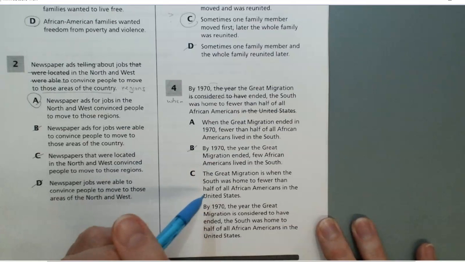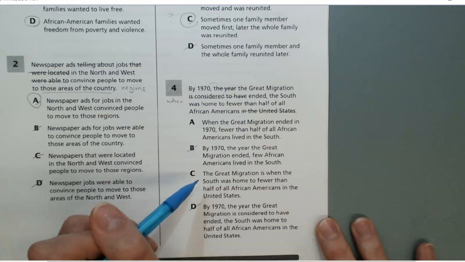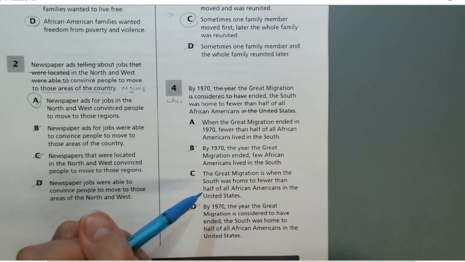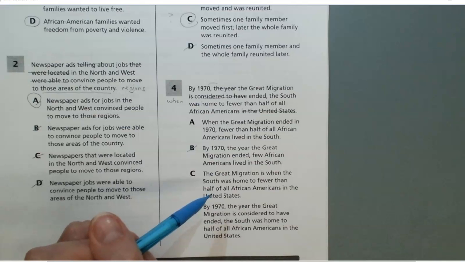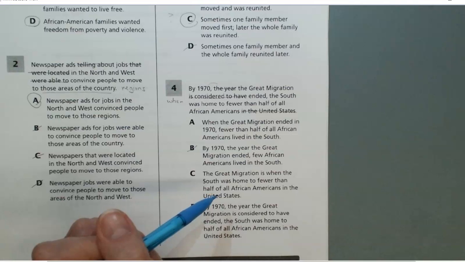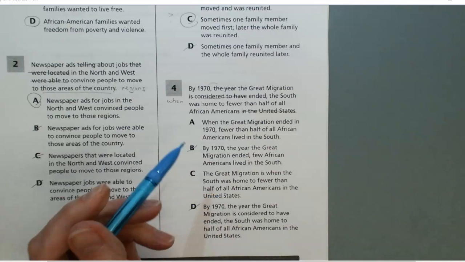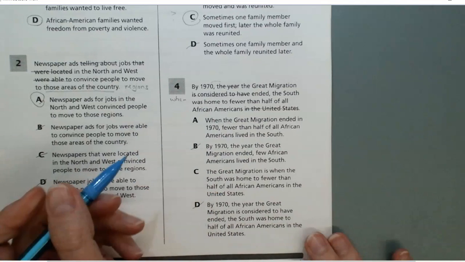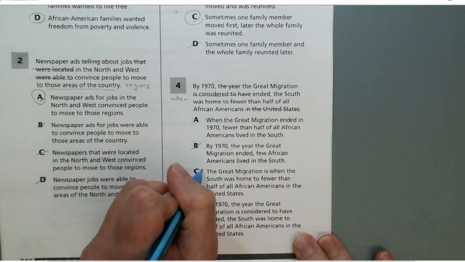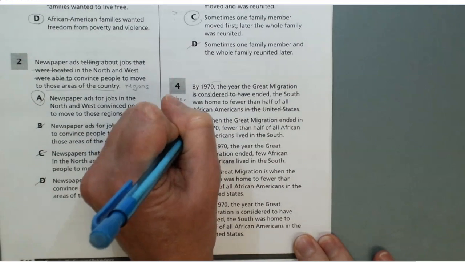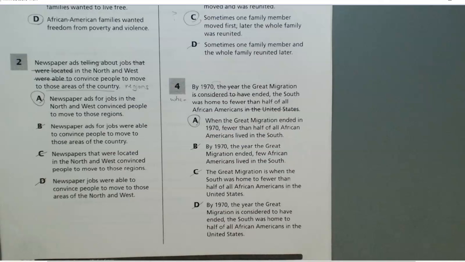We might as well look at C while we're here. The Great Migration is when the South was home to fewer than half. Is the Great Migration when that? Aren't we missing some stuff? Yeah, you're missing a lot of stuff, so that doesn't work. So we have A. This is at the end of the Great Migration, and it doesn't even give the year.